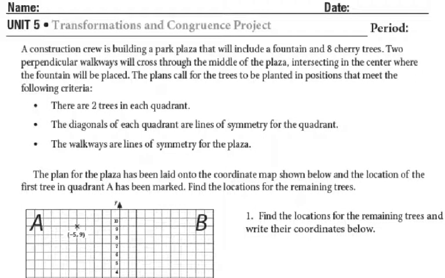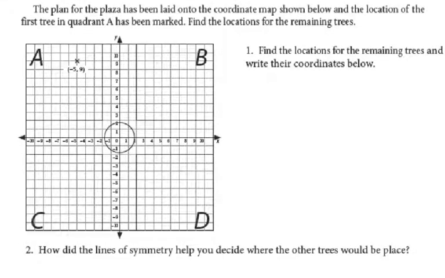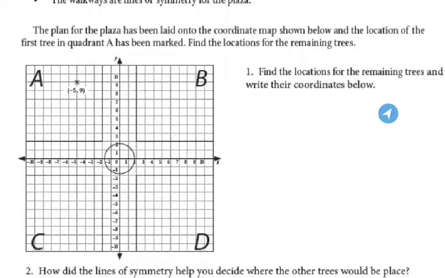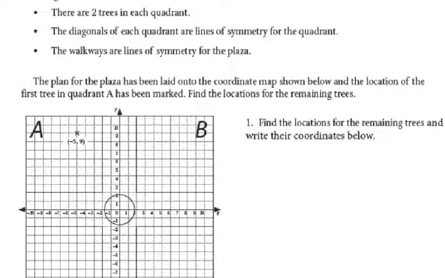Math 1, here is your project for 4th term. So you've got a graph with a picture of a plaza, and they want you to find where trees are. Okay, so 2 trees in each quadrant. Diagonals of each quadrant are lines of symmetry for the quadrant. Remember what a diagonal is. And the walkways are also lines of symmetry.